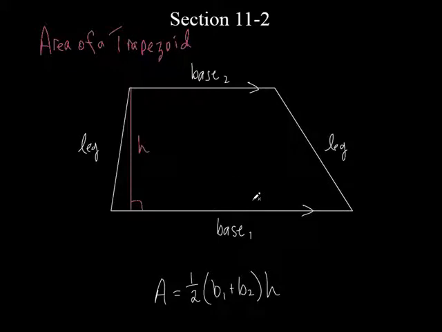Very close to the area of a triangle, isn't it? Instead of 1/2 the base times the height, it's 1/2 both bases added together, the sum of the bases, times the height. Pretty simple stuff, don't you think? Yeah, I think so too. Let's do an example, and we'll see how to do this.